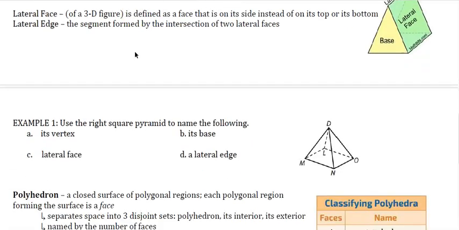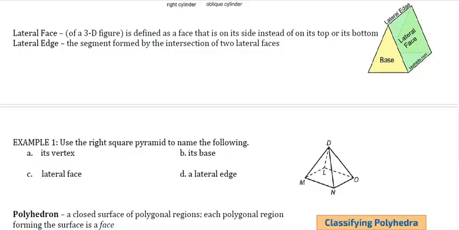All right, some more definitions here. A lateral face of a 3D figure is defined as a face that is on its side. So a face that is on its side instead of on its top or bottom. If we look at this, we have this triangle, but this is the base. So you notice the front and the back are both triangles. All three other sides are the lateral faces, because each is a face that is on the side. So that whole thing here, this rectangle, is a lateral face.